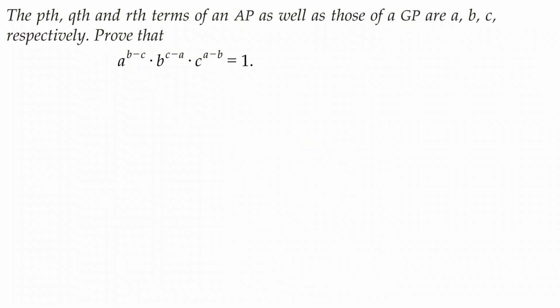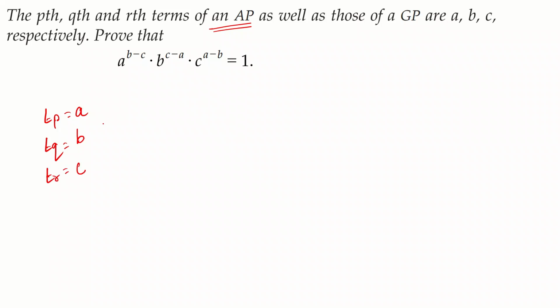Okay, the pth, qth and rth terms of an AP as well as those of a GP are A, B, C respectively. They're saying that there are three terms A, B, C which are both in AP as well as GP. So if A, B, C are the pth, qth and rth terms of an AP, then we get TP is equal to A, TQ is equal to B and TR is equal to C.